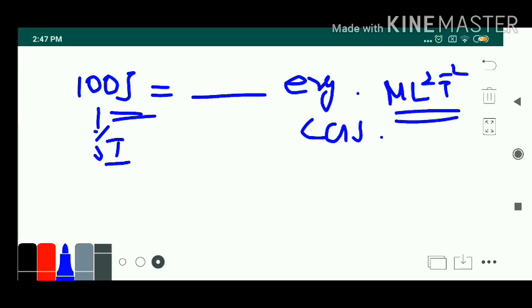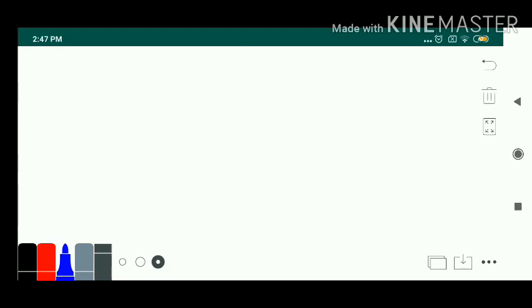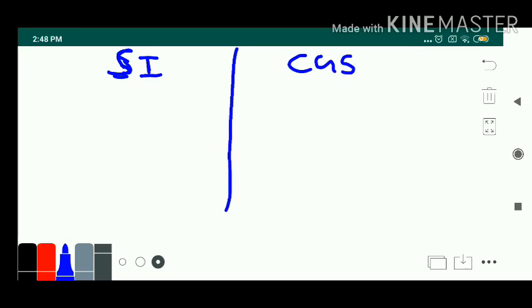This and all should be known for you guys, right? Let's form the steps. The first step which you have to do, this and all we have to write only during the first stages of doing the problems. As time progresses, you can reduce the steps. Now, this is your SI system which I am going to introduce, and this is the CGS system.